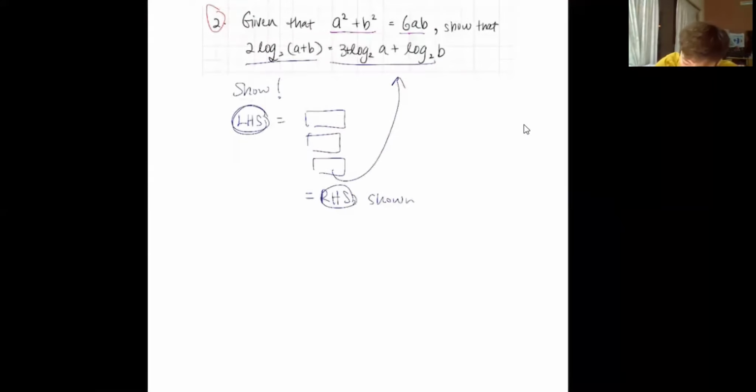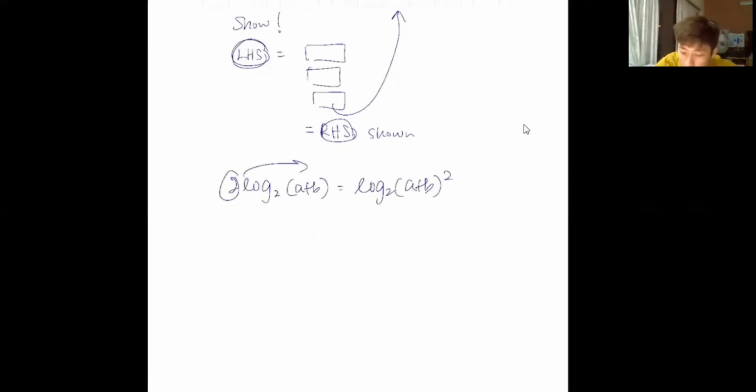Okay, so you start from left hand side. You have 2 log base 2 of (a plus b). The only thing I can think of is to bring this square up, because that's the only thing I can do. So log base 2 of (a plus b) squared. After this, the only thing I can do is also to expand inside, because these two belong to this square.